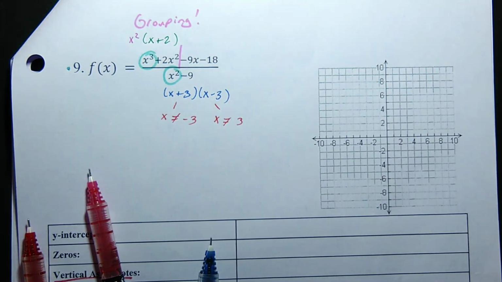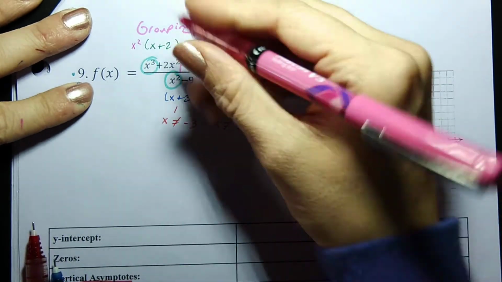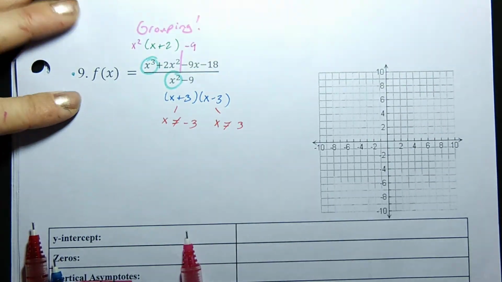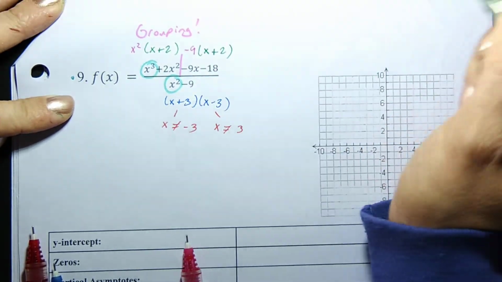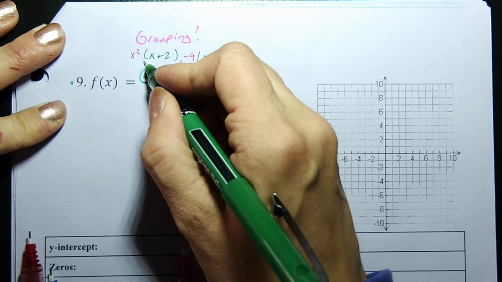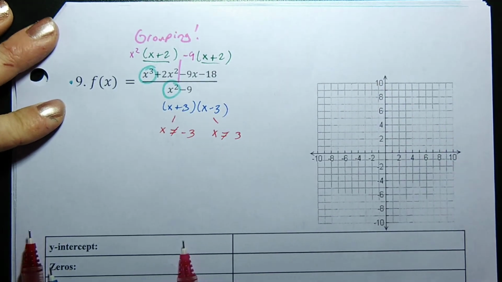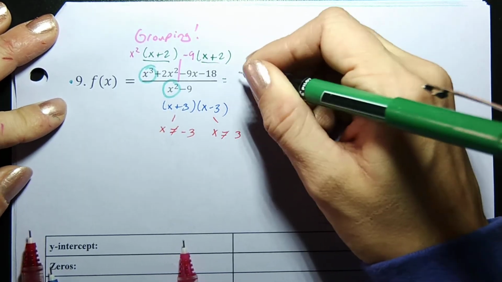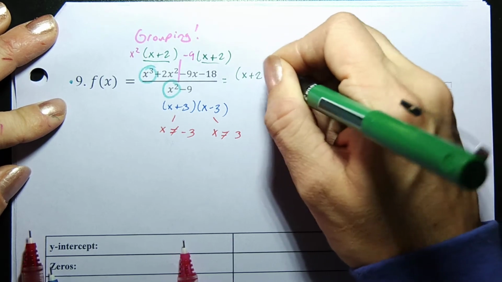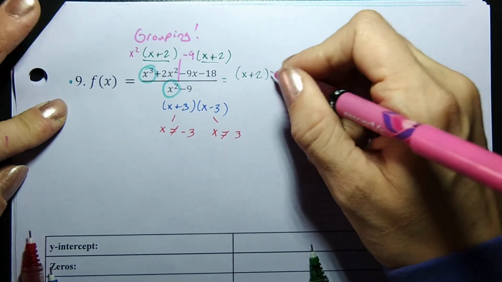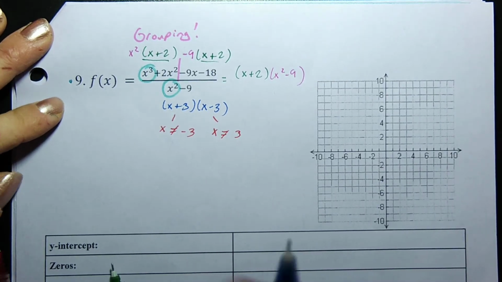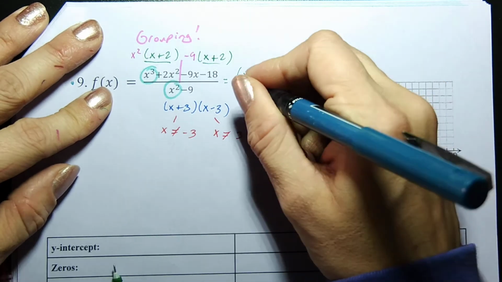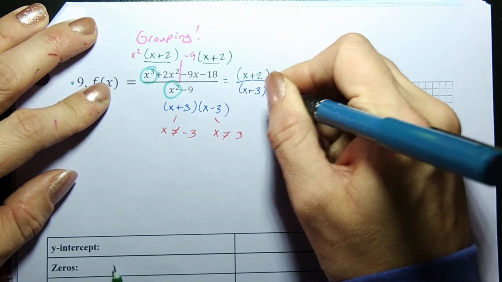What are we going to take out as a GCF from the second pair? Negative 9. And the whole goal of taking out that negative 9 is we want whatever is left in the parentheses to be the same so that I can take that out as a GCF from both groups. So this will be equal to x plus 2 now comes out as a GCF, times x squared minus 9, and this is all over... and we can split the x squared minus 9 even further.